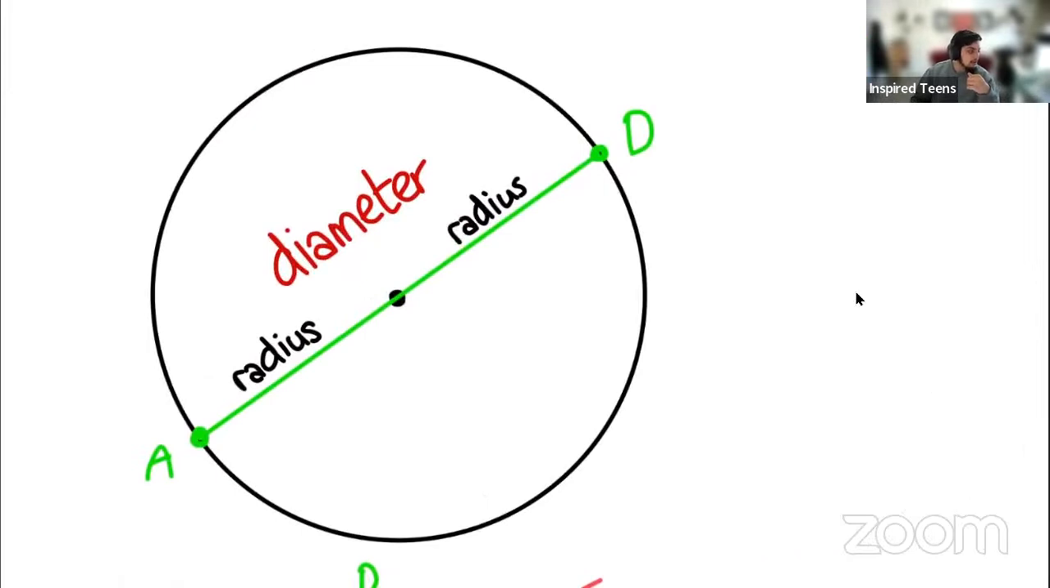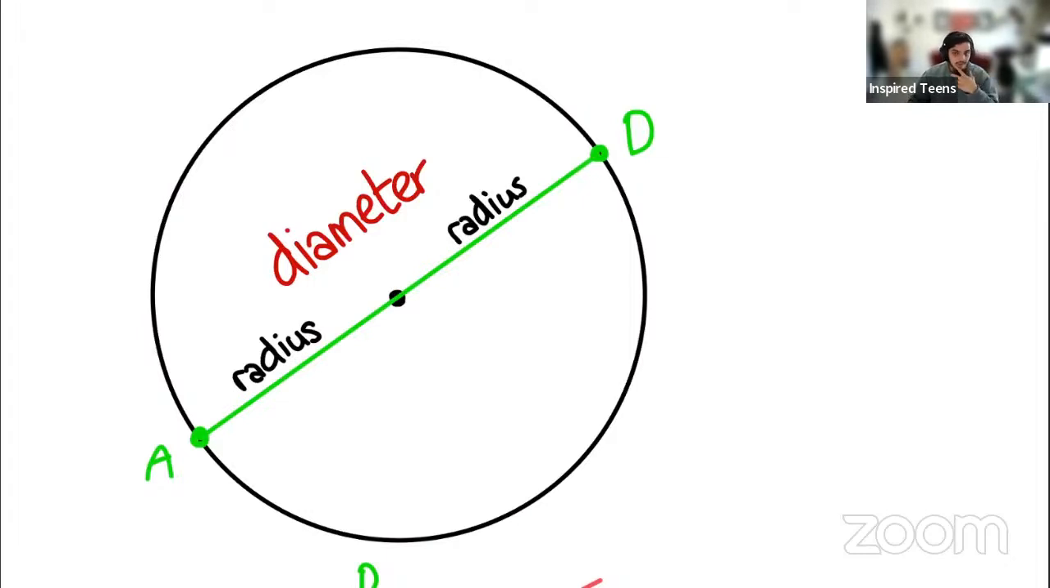Let's look at this circle. Is the screen a bit blurry, or is it okay? Is it slightly blurry, or is it legible? It's okay. Okay, cool. Perfect.